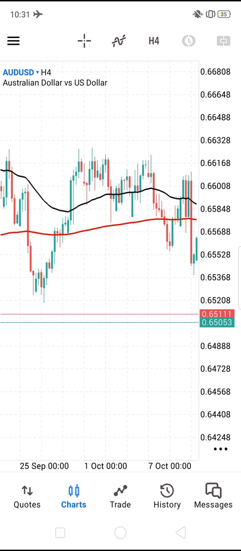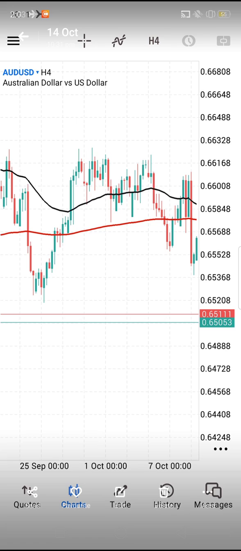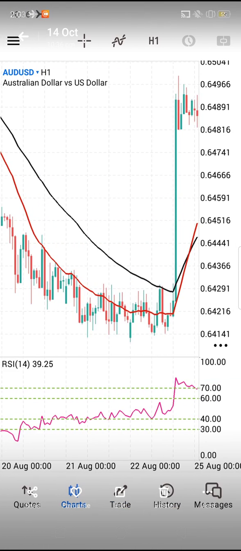Because when you look at it like this, you go to the lower time frame. You think, oh yeah, the market is going up. You enter, and you see the market come down again. That's what I'm telling you. If you do not have experience in the market, do not trade a sideways market. That is my advice. Okay, let's go again.